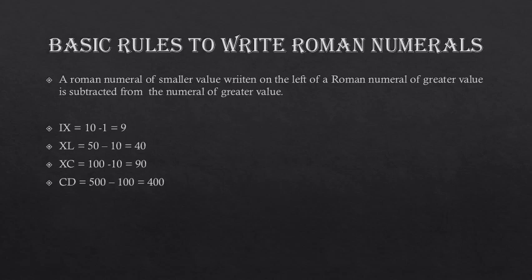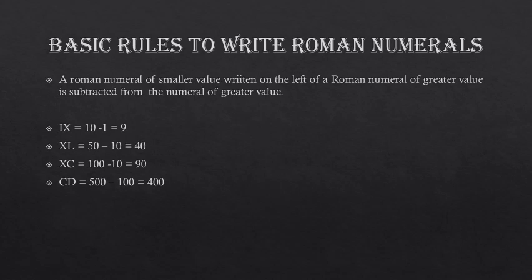Moving on to the next example, children. Again, XL. You all know that L is 50, X is 10. So 50 is bigger, and to the left of 50, X is written. So whenever the smaller number is on the left of a greater number, we do subtraction, children. 50 minus 10, because the value is subtracted from the greater value, and here 50 is bigger, so 50 minus 10 is equal to 40.